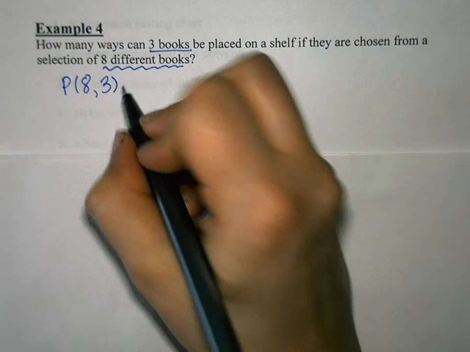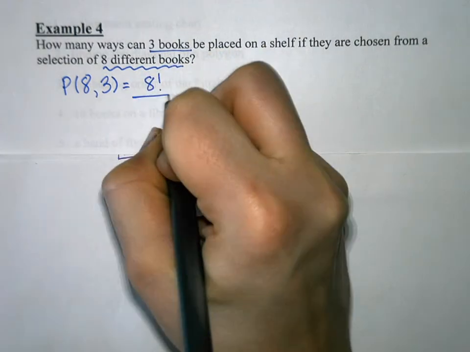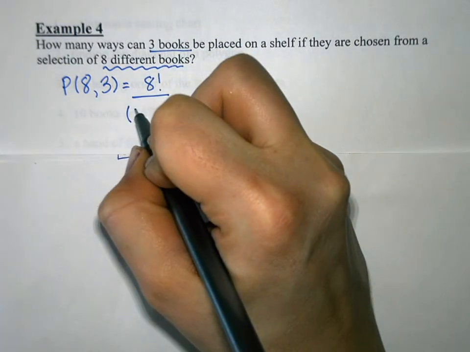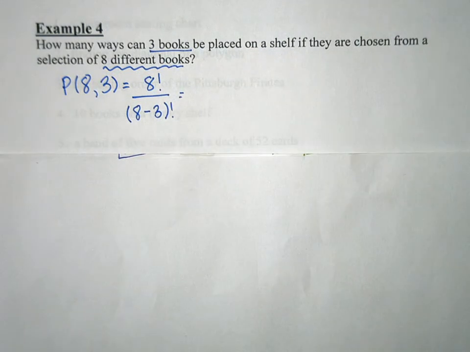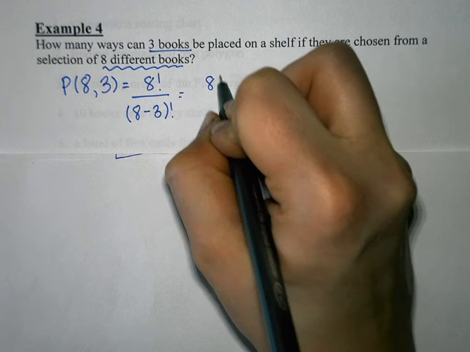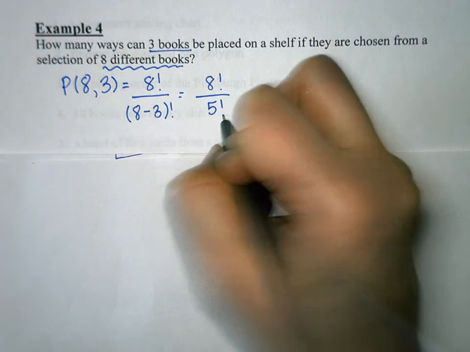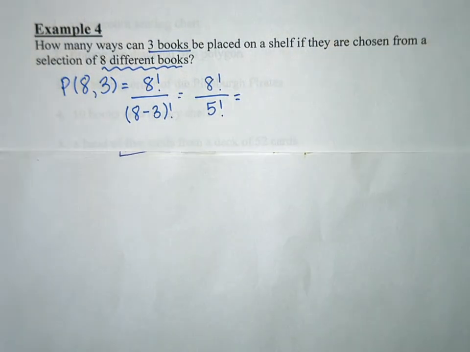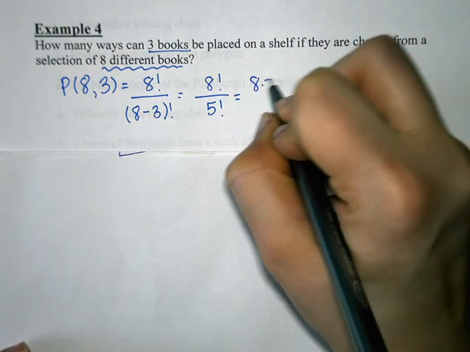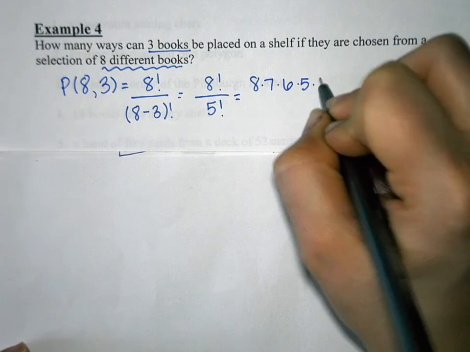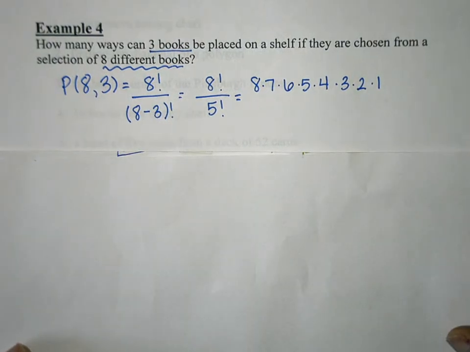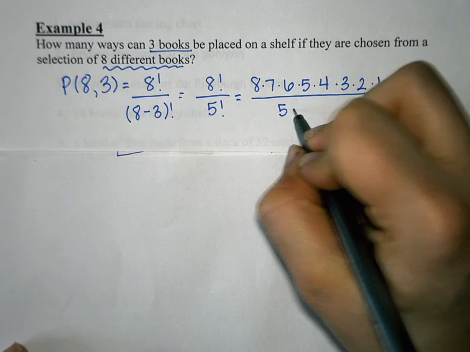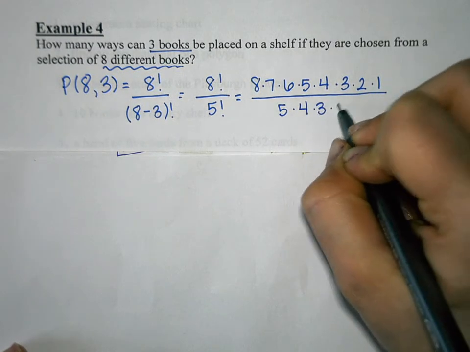So this is going to be 8 factorial over n minus r factorial. So that's going to be 8 minus 3 factorial. So let's simplify that first. This is going to be 8 factorial over 5 factorial. So let's write it all out. 8 factorial is 8 times 7 times 6 times 5 times 4 times 3 times 2 times 1, all over 5 factorial, which is 5 times 4 times 3 times 2 times 1.